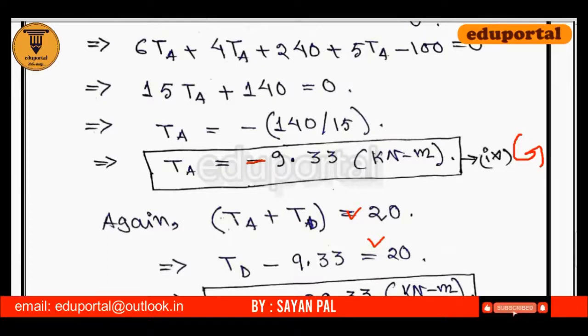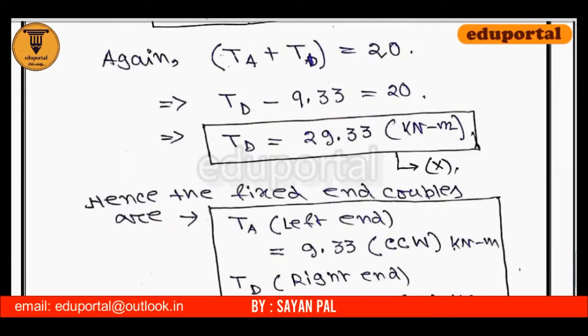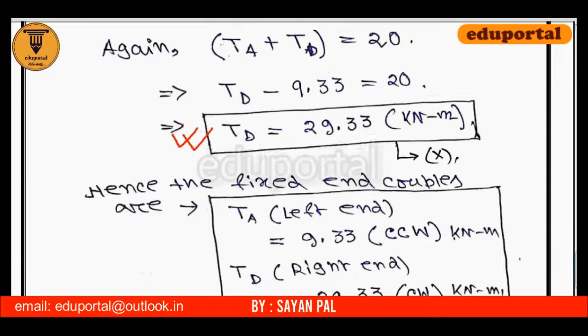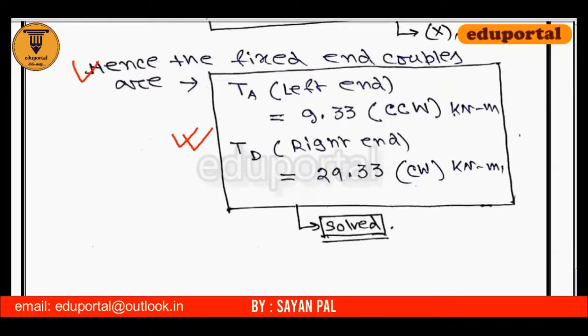Now again, Ta plus Td equal to 20 we found in the first equation. So putting in the value of Ta, we get the value of Td. Ta plus Td equals 20 and Ta is equal to minus 9.33, so we get Td equal to 29.33. So this is our solution: the fixed end couple Ta is 9.33, and because it is negative, counterclockwise, and Td, the fixed end couple at the right end, is 29.33. This is positive, meaning clockwise.